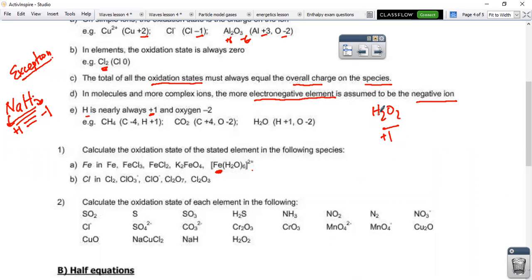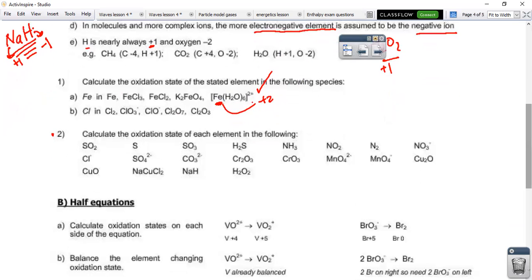Is it just 2+? Very good. Excellent. Okay. And there are some more here for practice, which I would like you to go through at some stage as well. And we're going to have a quick review.